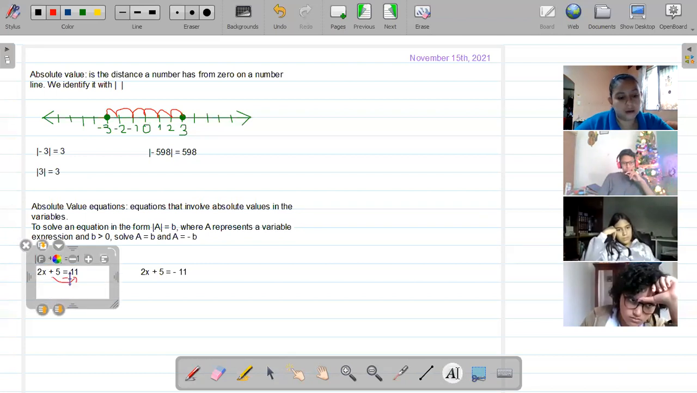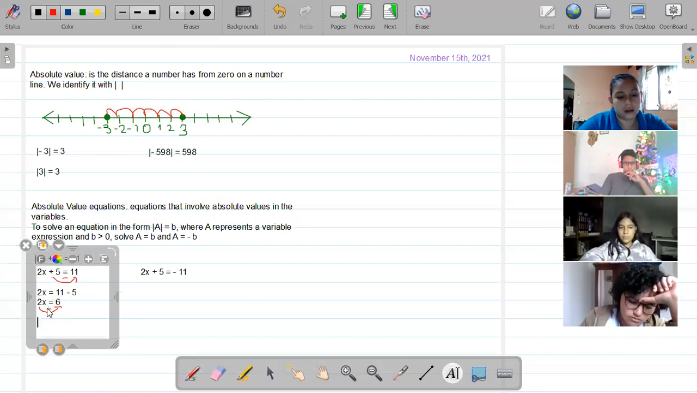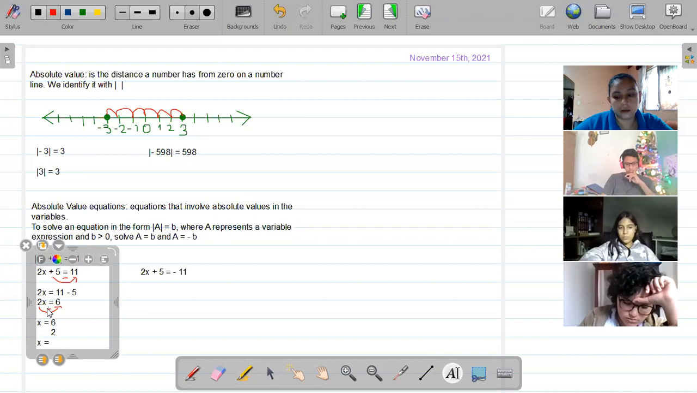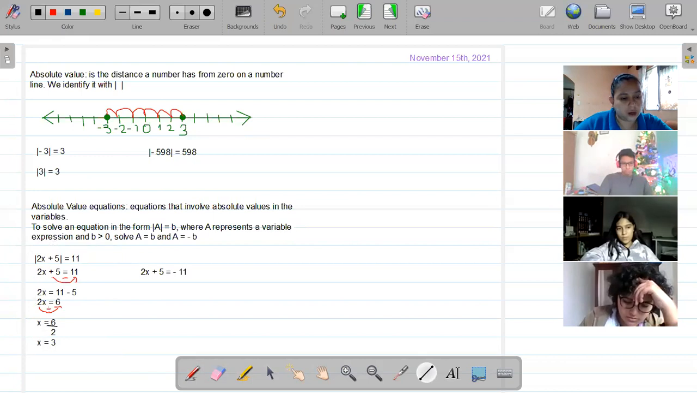So now I'm going to have 2x is equal to 11 minus 5. So 2x is equal to 6. Now this 2 is multiplying, it goes to the other side dividing. This is something that you already know how to solve since 7th grade, okay? So we're going to have now that x is equal to 6 divided by 2. And 6 divided by 2 is 3, okay? And that is the first solution for the first part of this absolute value equation. Yes, Maria, this is the first part.